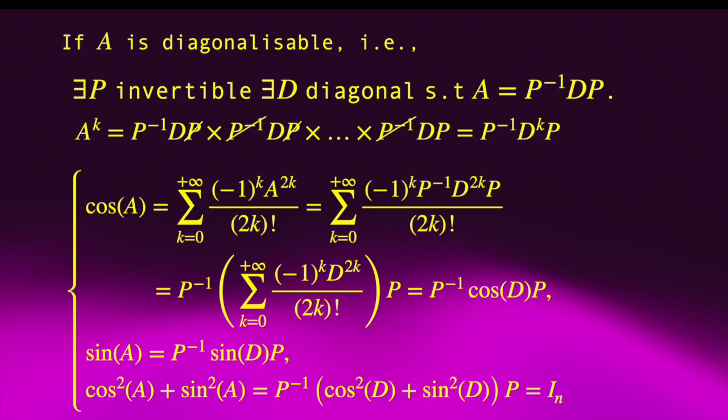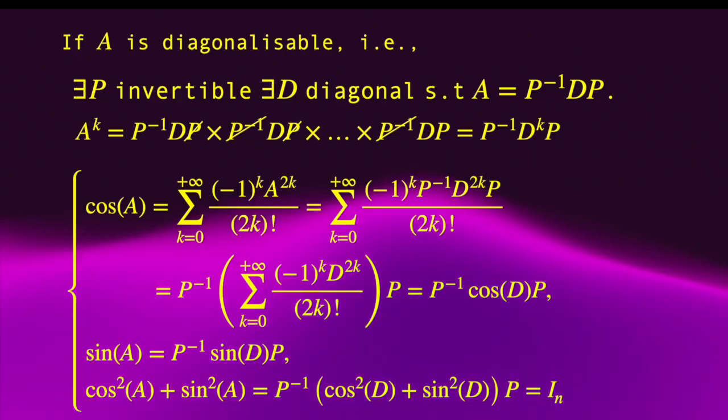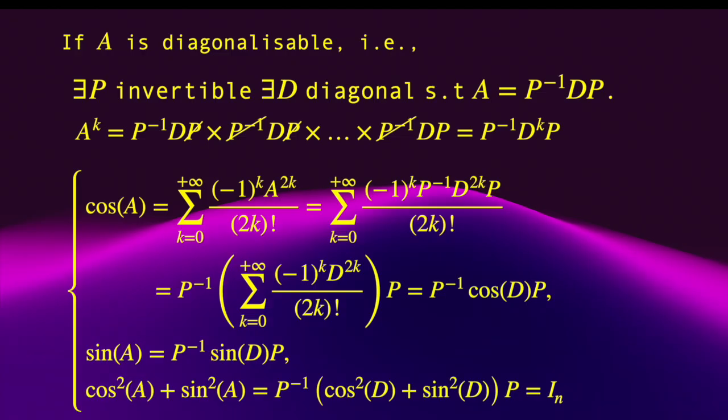But we know that not all matrices are diagonalizable. There are matrices which are not diagonalizable. So we need to show the property for the general case. Let's do it.